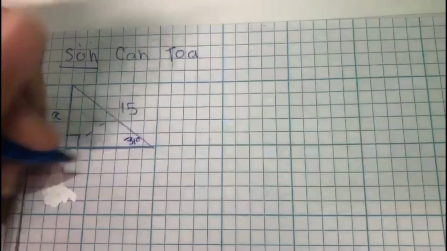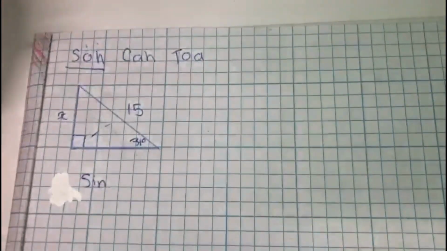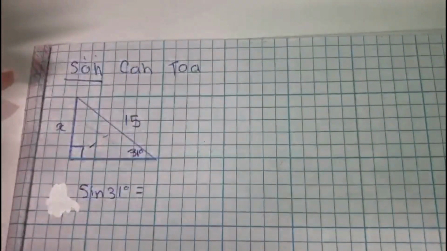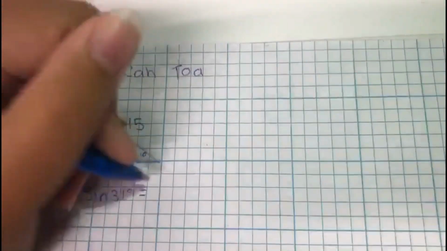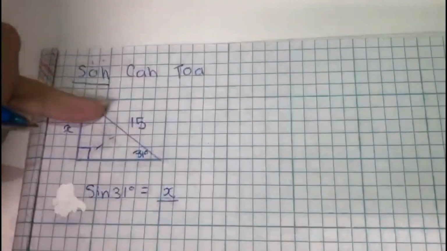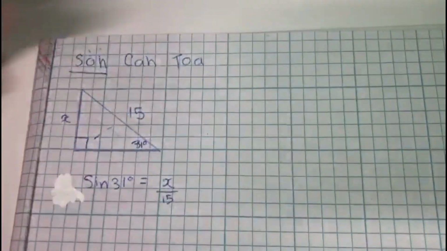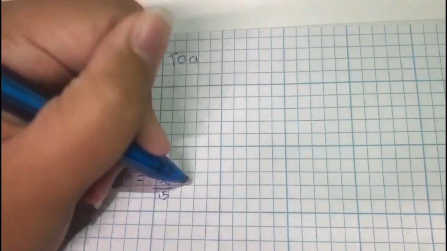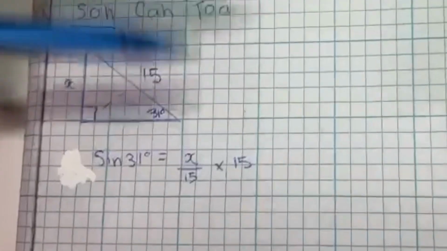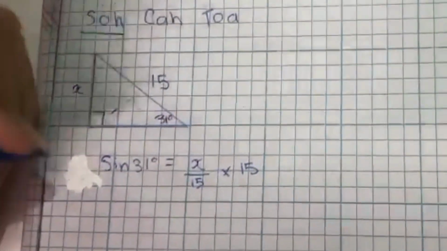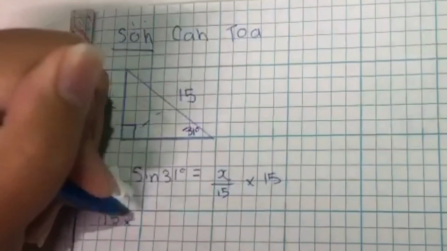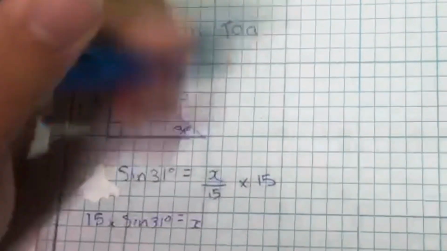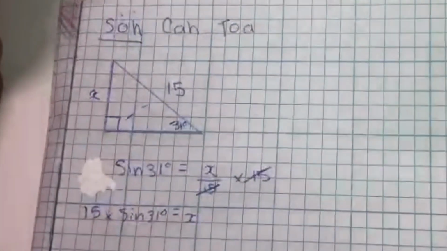To work it out, you write sine, whatever the angle is. So for this one, 31. So sine 31 degrees equals opposite over hypotenuse. So opposite, x, over hypotenuse, which is 15. Because we just want x, we're going to times the denominator by itself to get rid of it. What you do on this side, you have to do on this side. So it is 15 times sine 31 degrees equals x, because we times this by 15, which cancels that out.